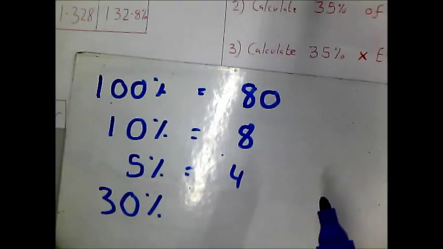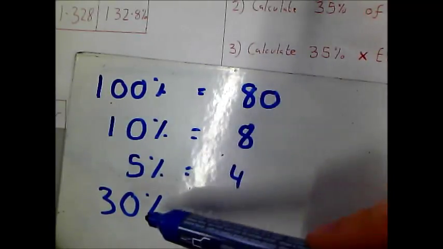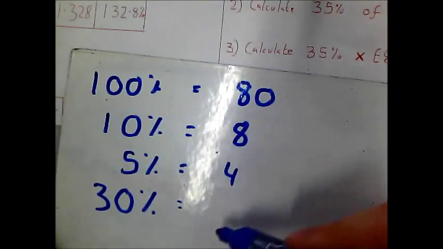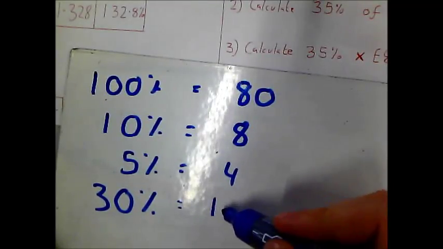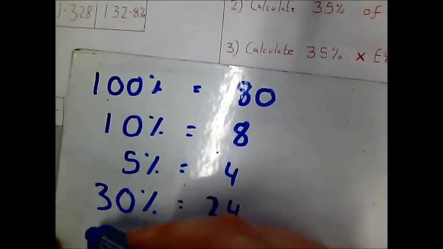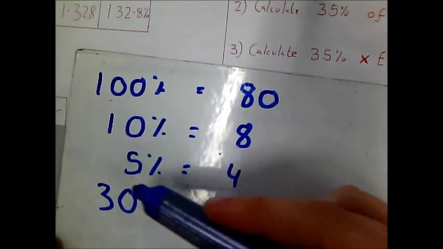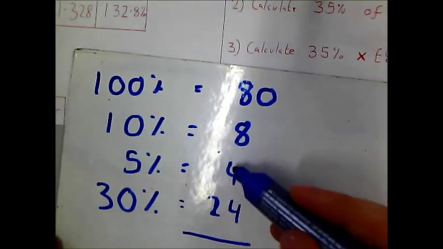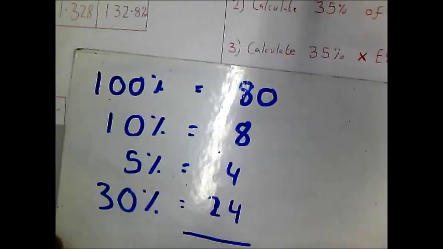So therefore 30%. Okay, so to get 30%, I want 3 lots of 10%. So that's going to be 3 lots of 8, which is 24. Okay, so now to get 35%, I just need a 30% and a 5%, so I add these numbers together. Just add those two. So I'm going to get 28. And there's my answer for that one.